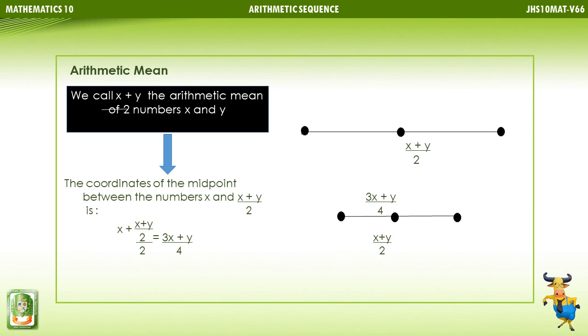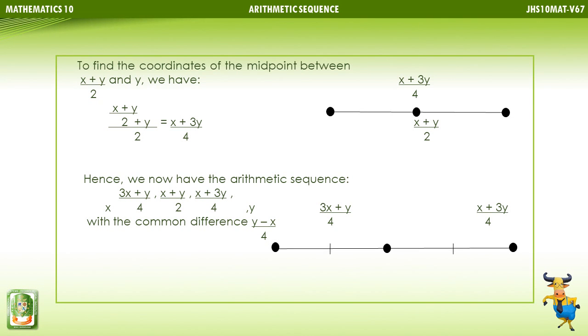Arithmetic mean. We call (x plus y) over 2 the arithmetic mean of numbers x and y. The coordinates of the midpoint between the numbers x and (x plus y) over 2 is (x plus (x plus y) over 2) over 2, which equals (3x plus y) over 4. To find the midpoint between (x plus y) over 2 and y, we have ((x plus y) over 2 plus y) over 2, which equals (x plus 3y) over 4. Hence, we now have the arithmetic sequence x, (3x plus y) over 4, (x plus y) over 2, (x plus 3y) over 4, y, with the common difference (y minus x) over 4.